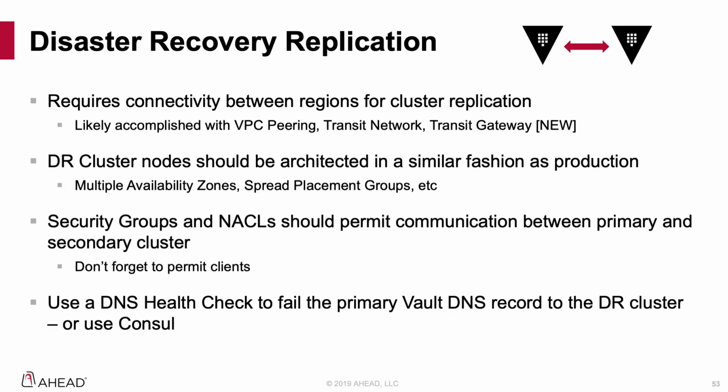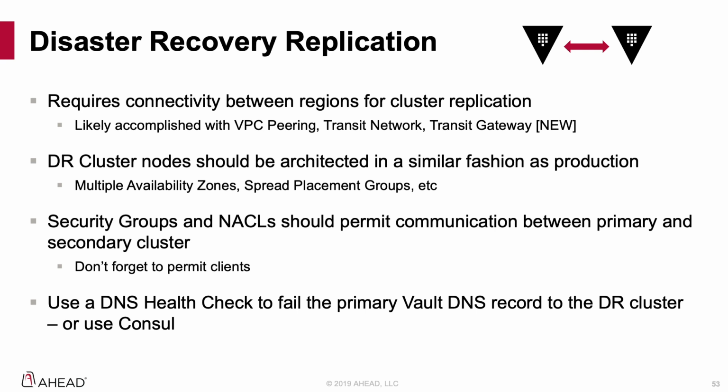So for disaster recovery replication, there are a couple of things we want to notate here. Obviously it requires connectivity. Sorry, these are notes from an AWS presentation. Connectivity has to be established between your on-prem data center and your cloud provider, or multiple regions within your cloud provider. You have to have network connectivity between those in order for them to communicate. In AWS, this is likely accomplished using something like VPC peering, a transit network using something like Cisco CSRs or Palo Altos or Checkpoint, or the newer Transit Gateway.